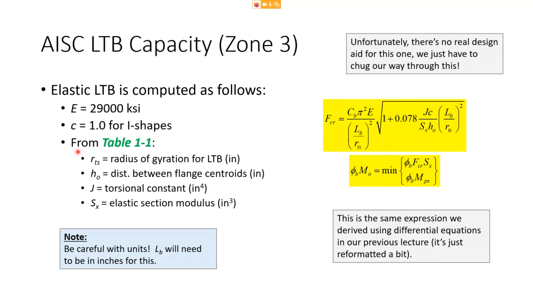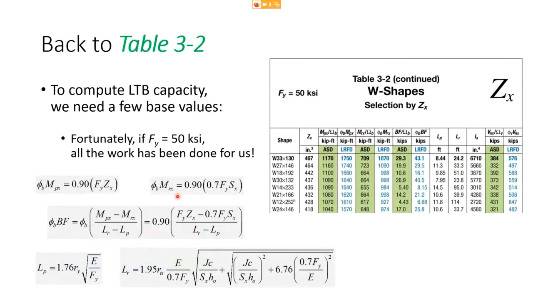One note: if you're ever in zone 3, you have to be careful with units. Your LB value has to be converted to inches, because if you look at the equation, you're taking LB and dividing it by RTS, and RTS is in inches. So you have to convert LB to inches to make this work right. Everything else is pretty simple. Now, there's a lot of junk that I've thrown at you in terms of variables: we have to compute phi MP, phi MR, this beam factor term, the LP and LR.